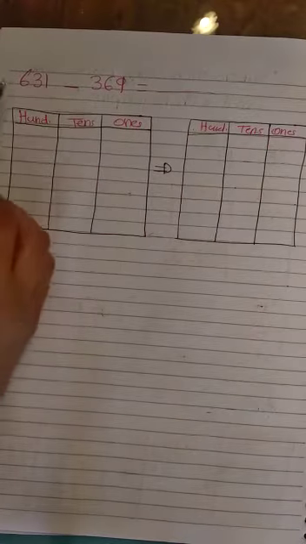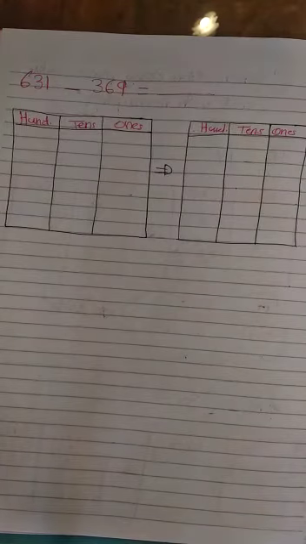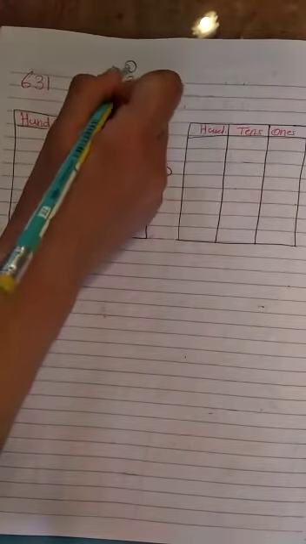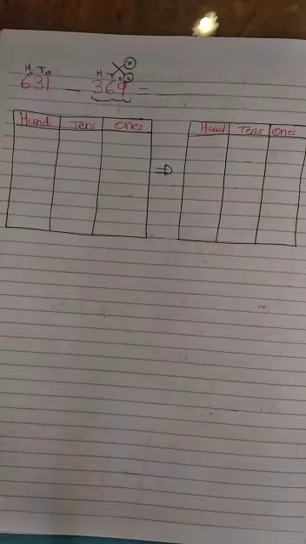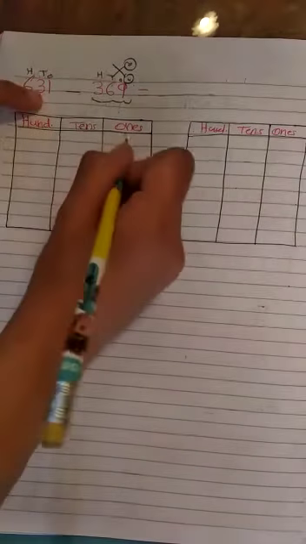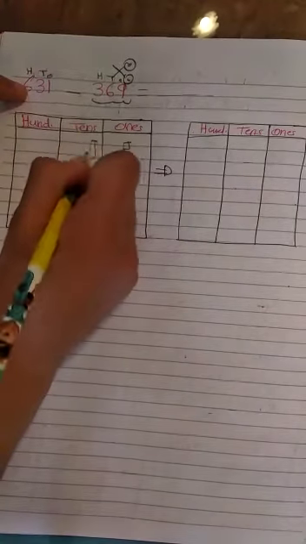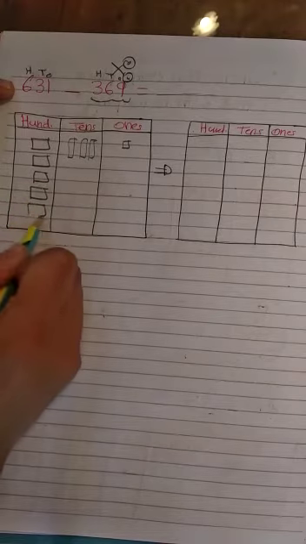Another example, 631 minus 369. As we know, in minus, we have the mommy and the baby. This time, I will give the baby its scissors and go to the mommy to put the places. I have here ones, tens, hundreds. And we will represent the mommy number inside this mat. I have here 1 in ones and 3 in tens, and 6 in hundreds: 1, 2, 3, 4, 5, and 6. So there are 6 in the hundreds.